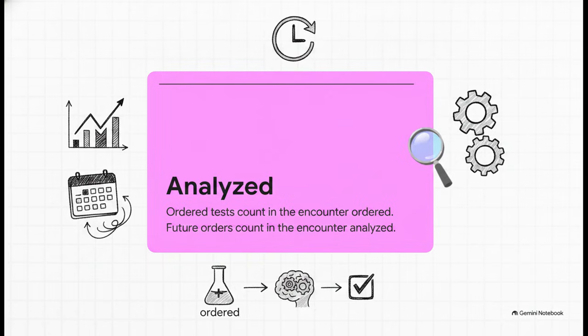But what about recurring orders? Well, tests ordered outside of an encounter, like future or recurring orders, are counted in the encounter where they're actually analyzed. Take a monthly prothrombin time, for instance. Each new result counts in the subsequent encounter where your provider actually sits down and analyzes it.